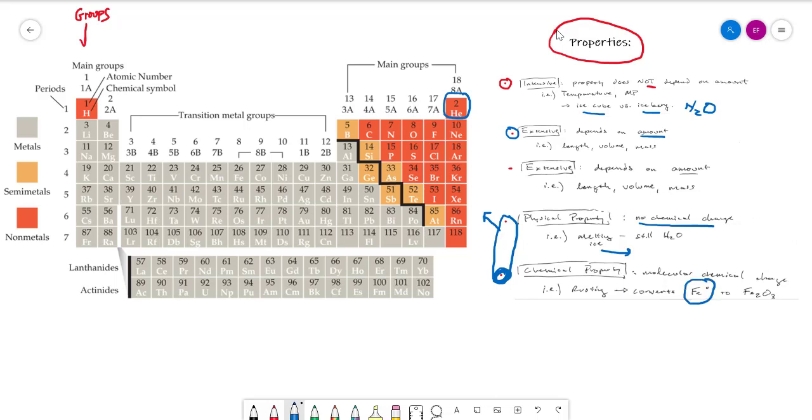to start with, which we call Fe, which shows up here in the periodic table. If we allow that to be exposed to an oxygen environment for a period of time, what we observe is the formation of this new substance, Fe2O3, which we know as iron oxide, or more commonly as rust. And that's a chemical property.